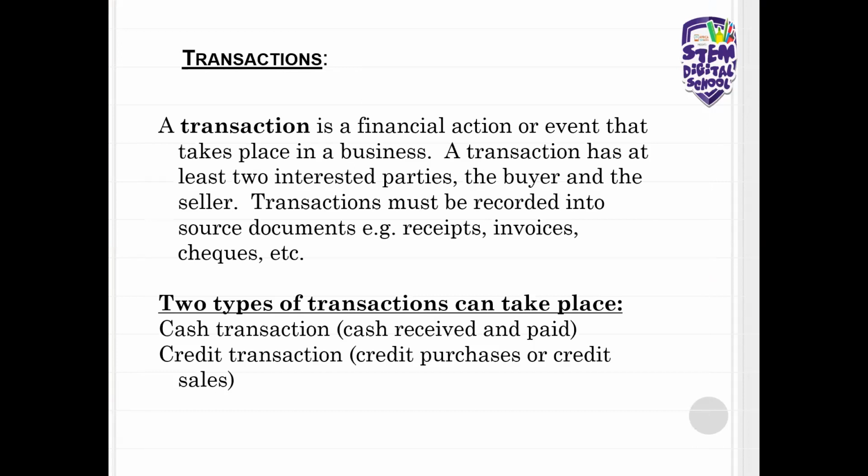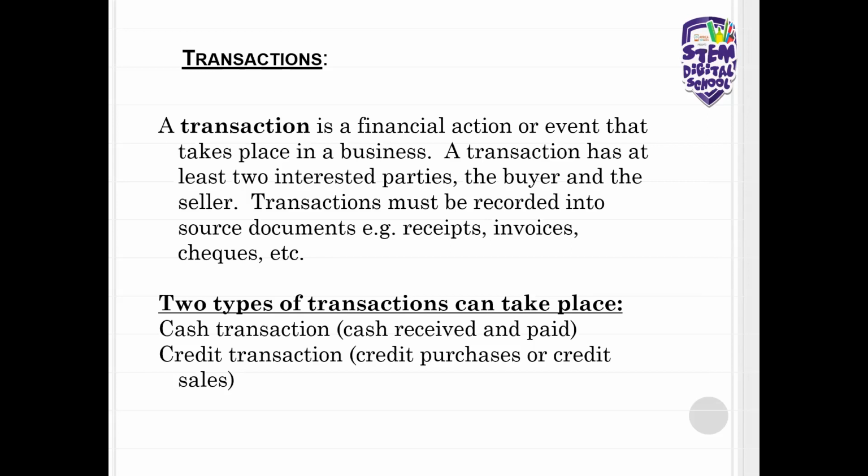So, a transaction, and we have done financial concepts yesterday and Friday, and you will remember I showed you those 2 people shaking hands. So a transaction is a financial action or an event happening between 2 people. These 2 people are either the buyer and the seller, and then the info that you get from a transaction must be written into a source document, and a source document is something like a receipt, an invoice, a check, etc. Then you get 2 types of transactions that can take place.